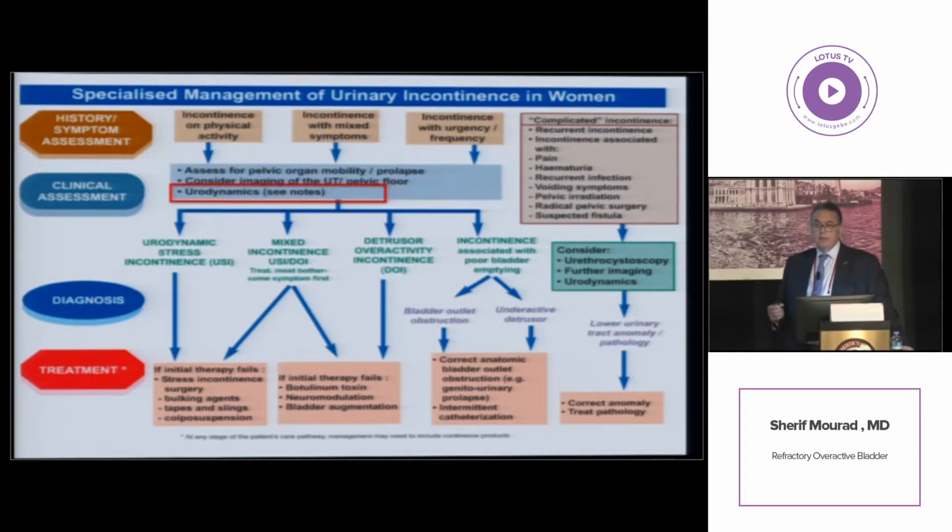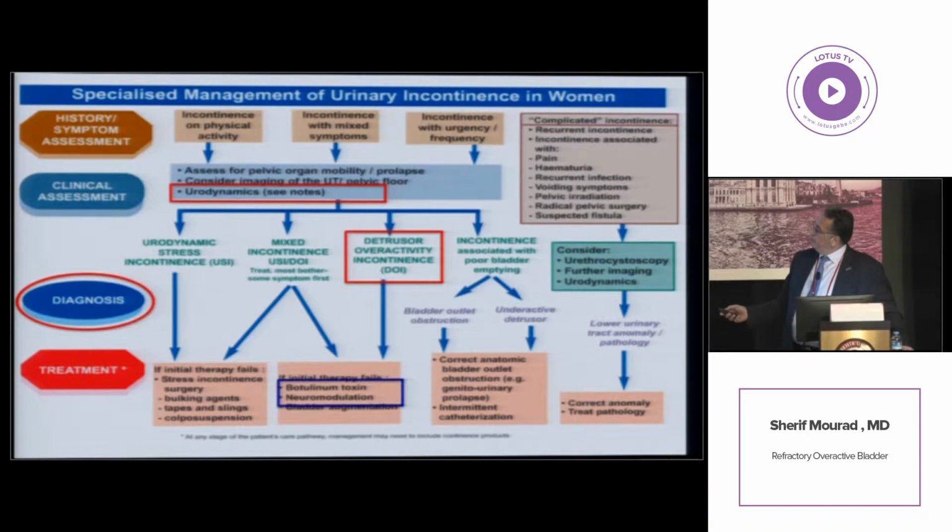Urodynamics will be important here for the full diagnosis, not the presumed diagnosis. Then you will be able to entirely diagnose and categorize the symptoms into detrusor overactivity incontinence or overactive bladder incontinence. So if you give the initial therapy and the antimuscarinics or whatever drug therapy, then you will only be left with botulinum toxin and neuromodulation before going to surgery.